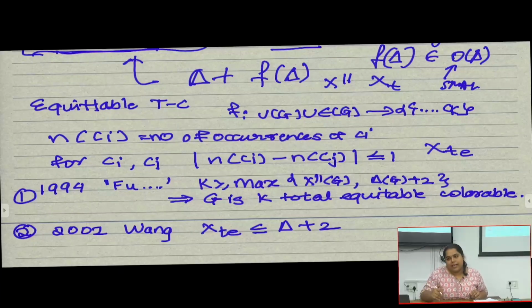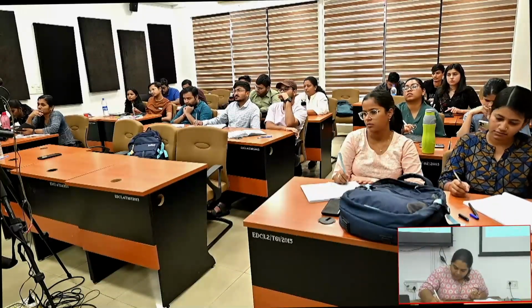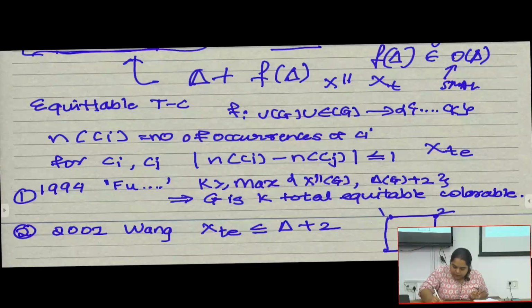A lot of work has to be done in this area. That is why I was looking forward to this. It holds for cycles and complete graphs. If you want an example, the best one is C6, or C4 also we can take. You give 1, 2, 1, 2, 3, 4. All the color classes have exactly 2 elements. The number of times 1 appears, 2 appears, 3 appears is equal. Delta plus 2.